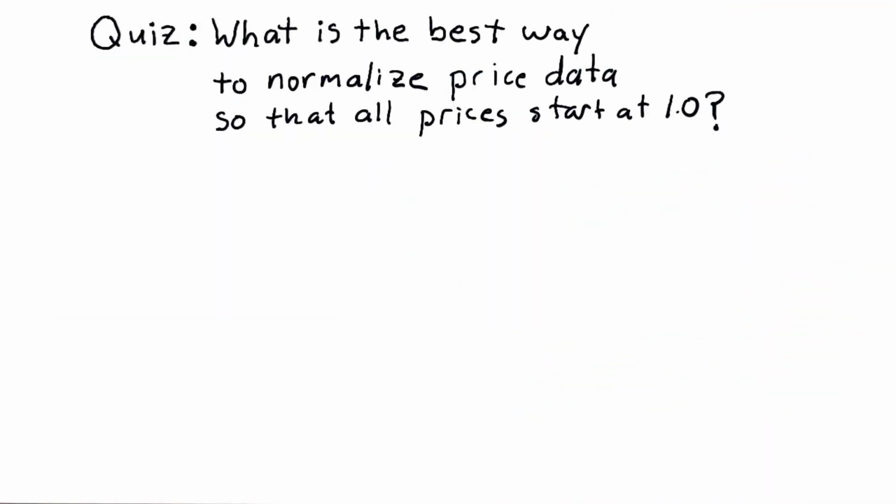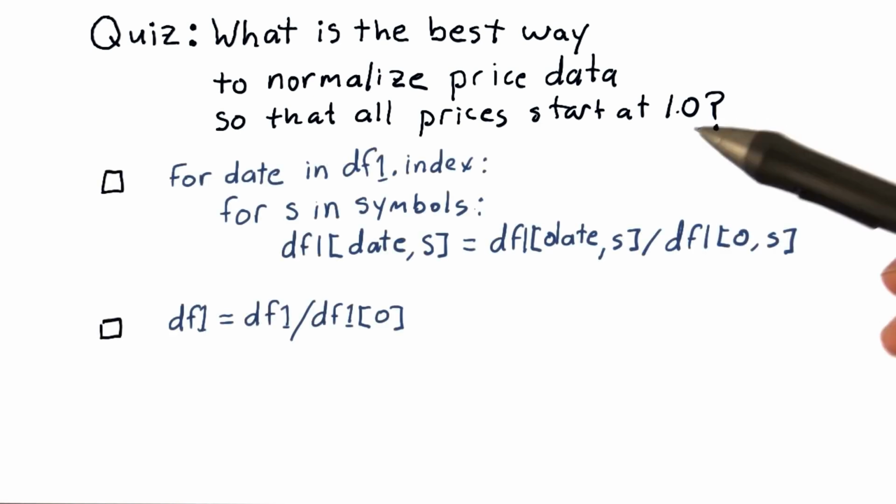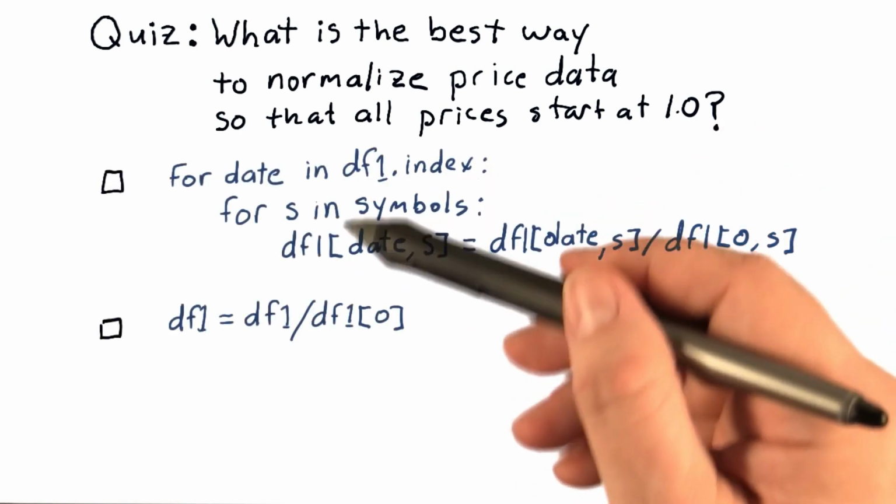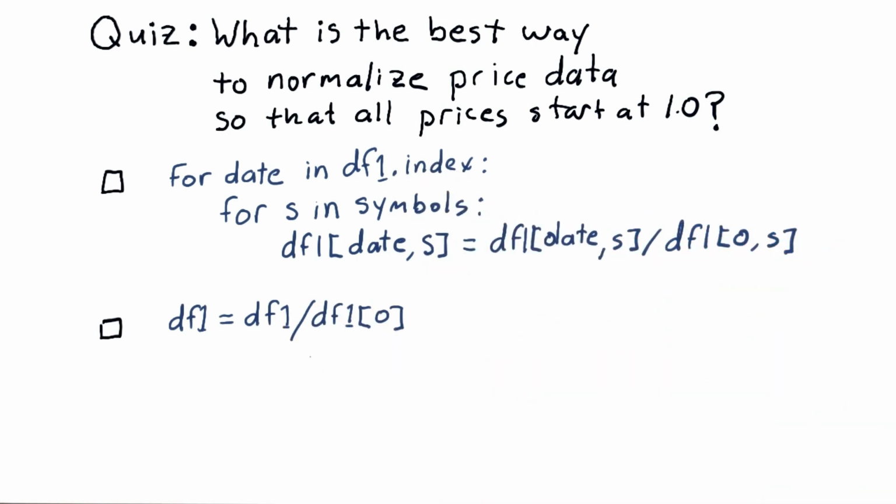Okay, let's try a quick quiz. What is the best way to normalize price data so that all prices start at 1.0? So here are two choices, a nested for loop or a one-line expression. Good luck.